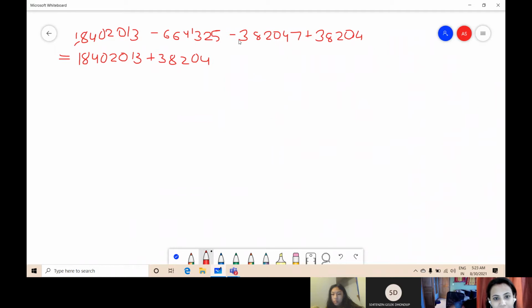Now these two numbers have the sign of subtraction. So right here the sign of subtraction, minus 6641325. Now again put the sign. Now write the next one. This is left. I will write this also, minus 382047. Okay, this will be our second step.